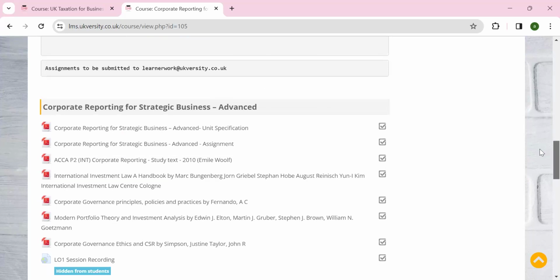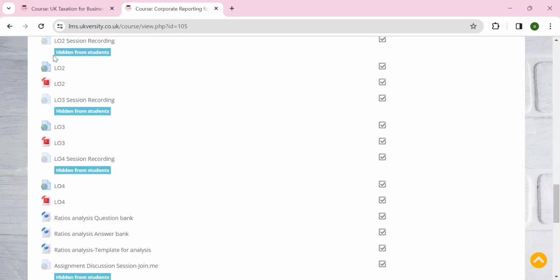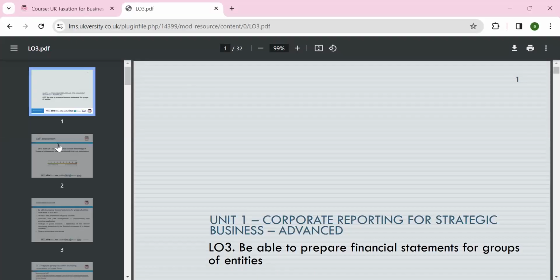We'll start our LO3. All the resources regarding LO3 are available on our Moodle page, so please follow the Moodle page accordingly. Today's lesson is LO3, which is about being able to prepare financial statements for a group of entities.